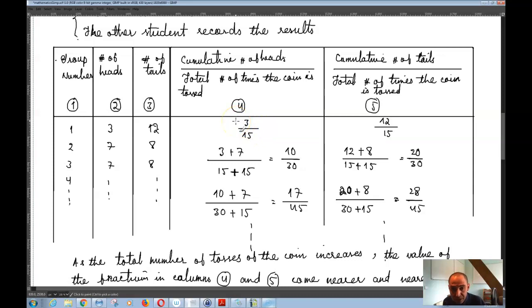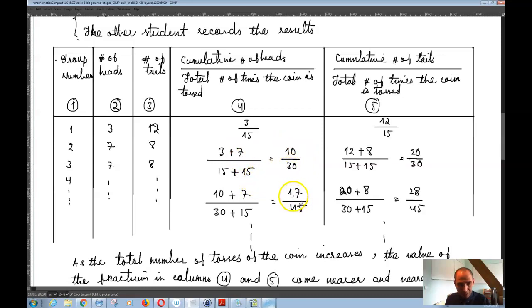So what that means is that if you divide the cumulative number of heads, meaning that over here we got 3 heads, and we tossed the coin, for example, 15 times. By the second group we got another 15 heads. I'm sorry, we tossed the coin another 15 times, and we got another 7 heads. So if you add all of those together, you get 10 to 30.